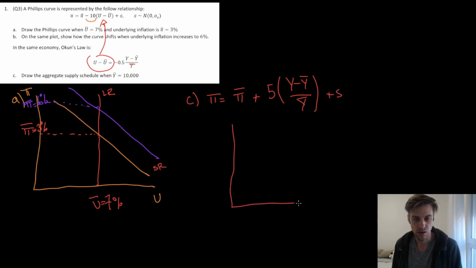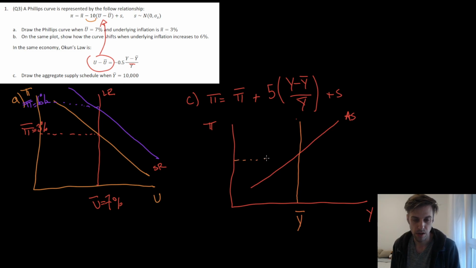And again, like I was saying, you don't need to be a hero. This is just going to be a positive line. This is the AS. We have y here, and we have pi here. And there's going to be some long run value of y bar that's exogenously determined. Here it is, y bar. And then the pi bar is the implied value.